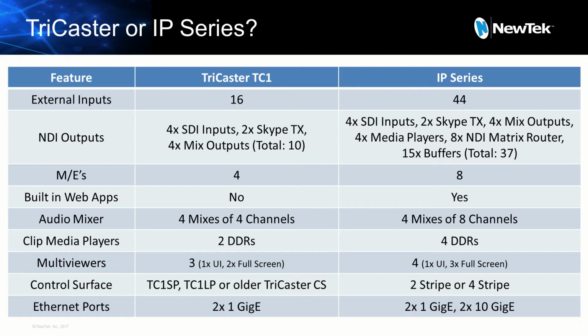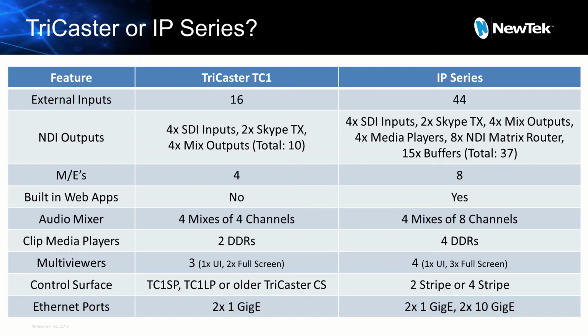Audio mixer. Both systems include 4 mixes, but you get twice as many audio channels in IP series. You get 8 channels of audio per mix versus 4. So for clients who are maybe doing a lot of multi-language type production, or they need to produce a lot of mix minuses, or just keep audio channels separated from each other for their productions, they're going to find that they can do a lot more of that with an IP series system, having twice as many channels available.